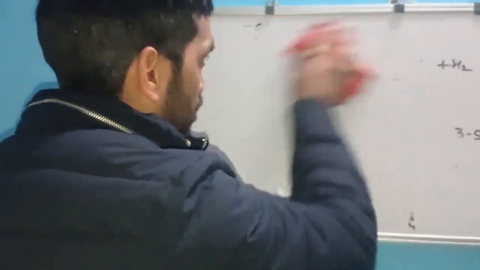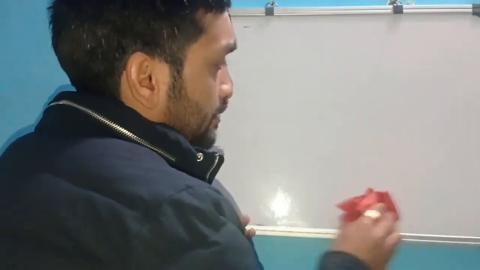5 HCl. So you have to use natural numbers, they are not decimal numbers. Let us go for another question so that you can balance.